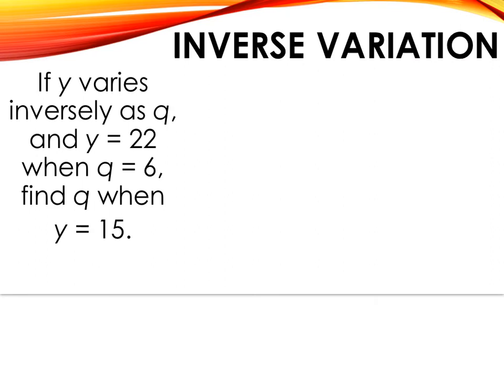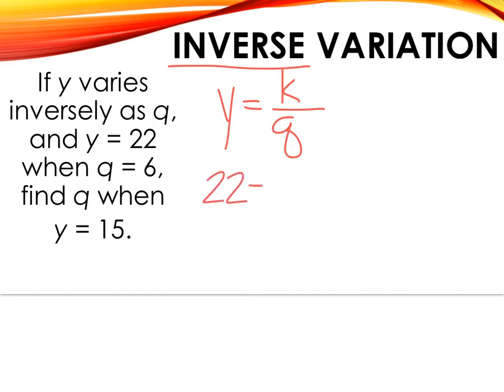If y varies inversely, that means it's not k times q. If it's inverse, it's k divided by q. So that's the difference between inverse and direct. Direct is multiplication, inverse is division. So that's our little equation. We know that y is 22 and q is 6. We want to figure out what that constant of variation is.